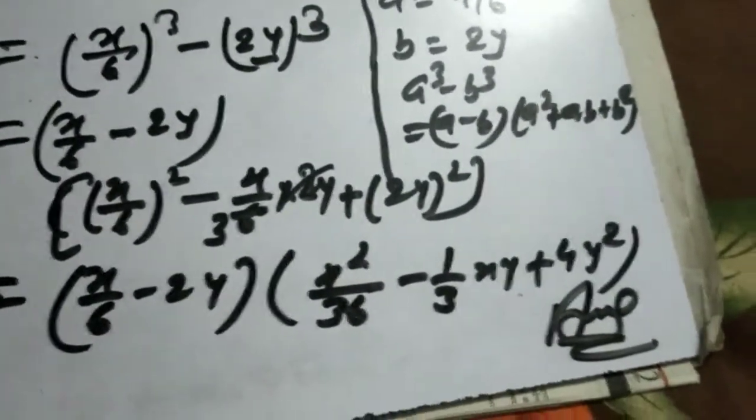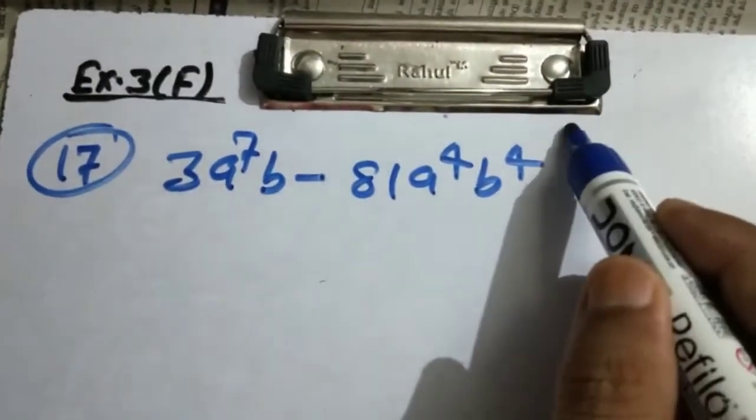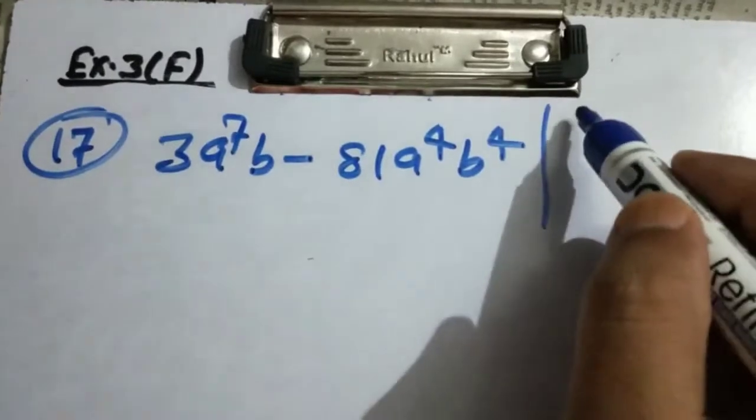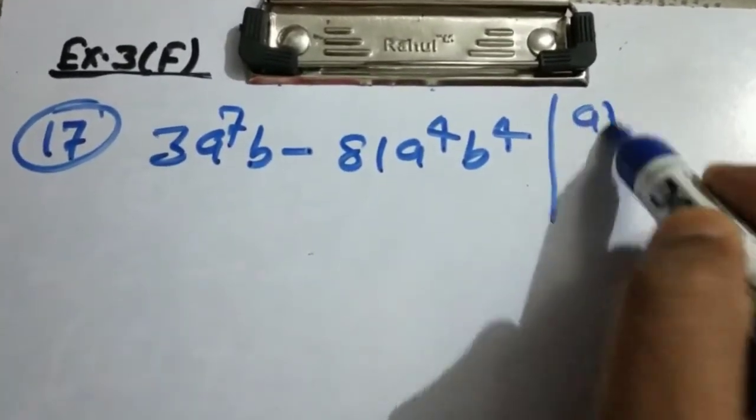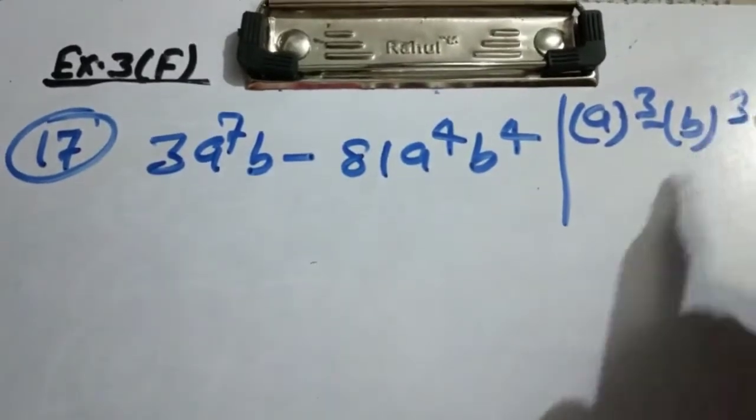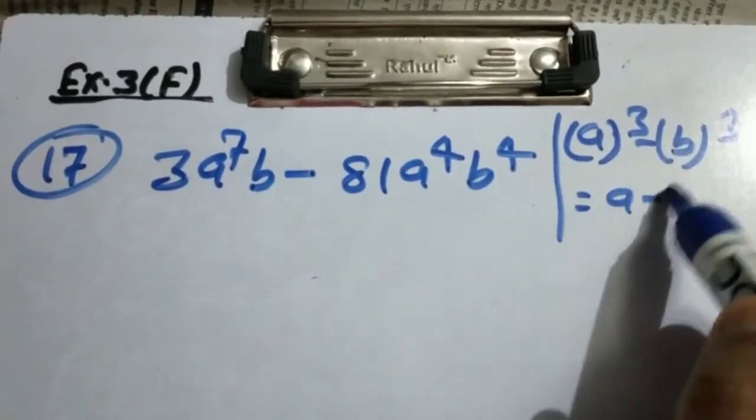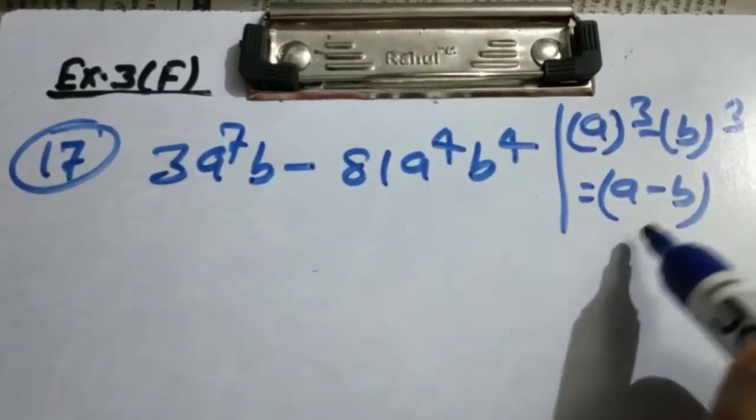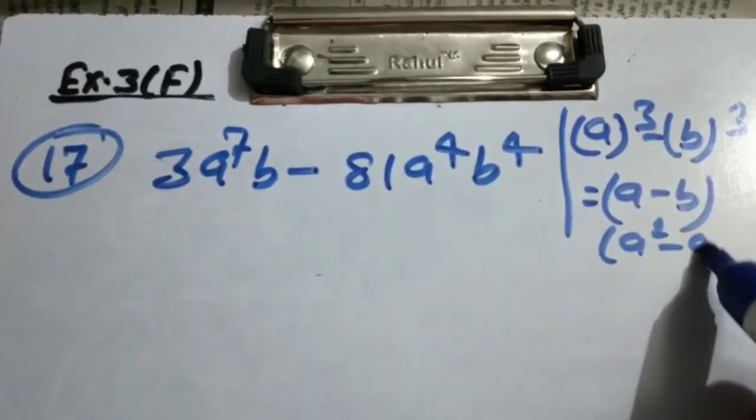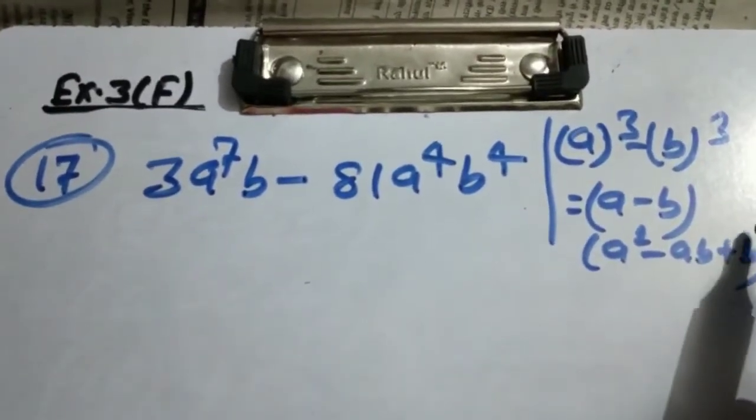Okay. Now let us see question number 17. You have to factorize it. Let us write the formula first here. a cube minus b cube, which we will use in this factorization, is equal to a minus b into a square plus ab plus b square. Okay.